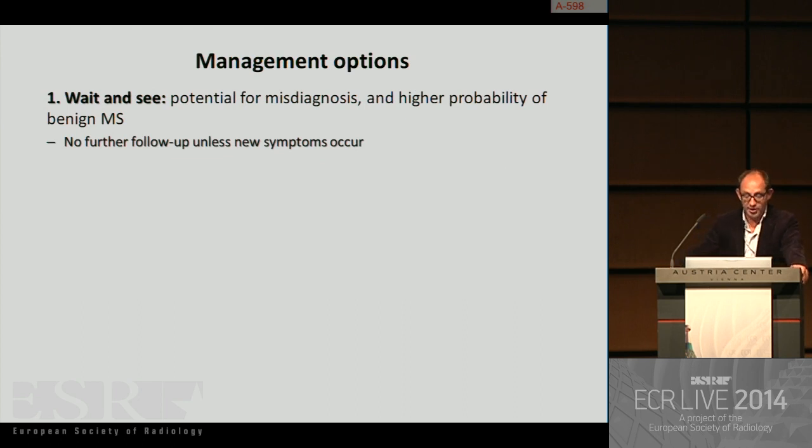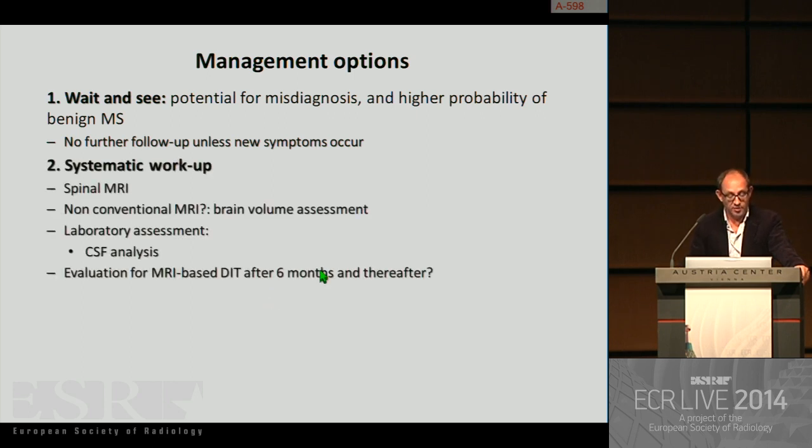So just to finish, what about the management options? There are several options. The first one is to adopt a wait-and-see policy, and the reason for that is that, despite being able to use different radiological and lab features to establish a correct differential diagnosis, the potential for misdiagnosis is still relatively high. Also, there is a higher probability that these patients, despite having MS, do have a benign course of MS, and therefore this policy is just to do nothing and wait until the patient happens to have new symptoms in the following years.